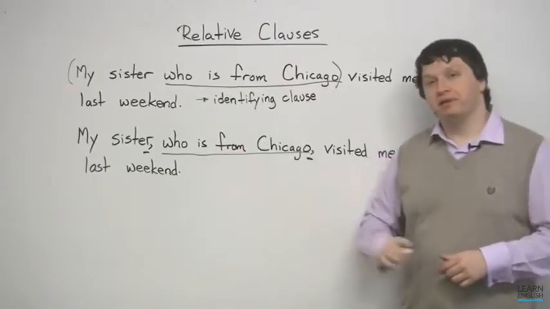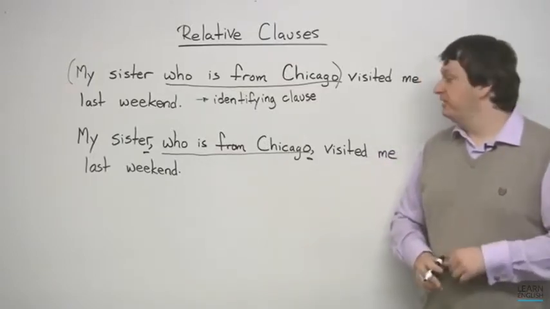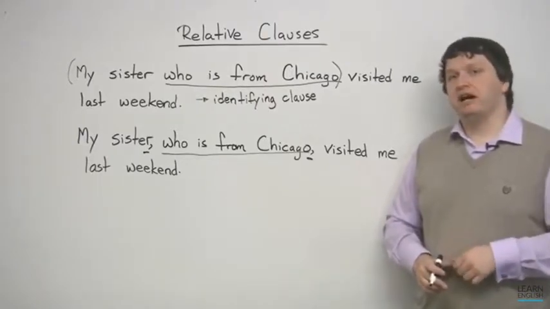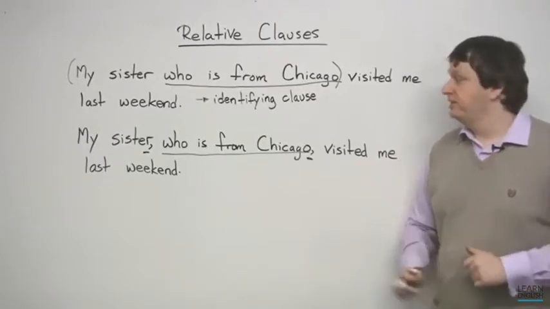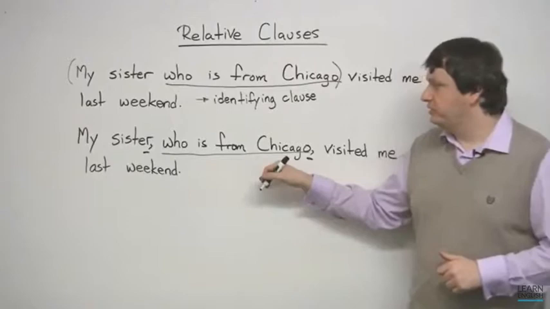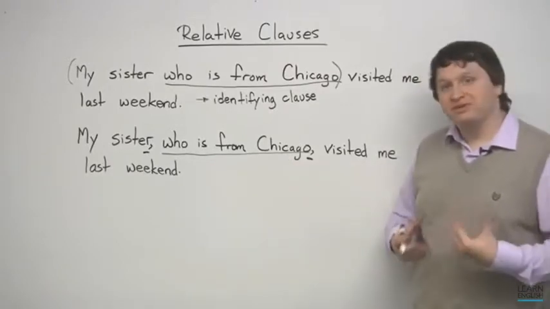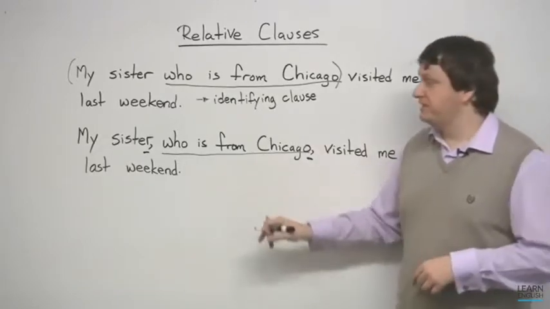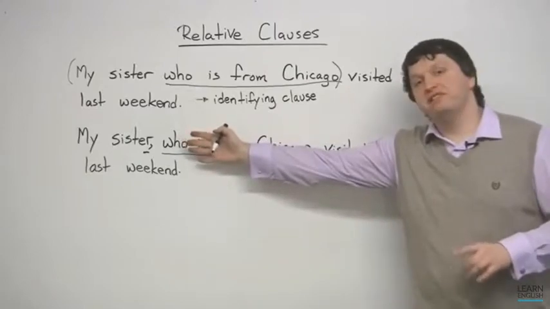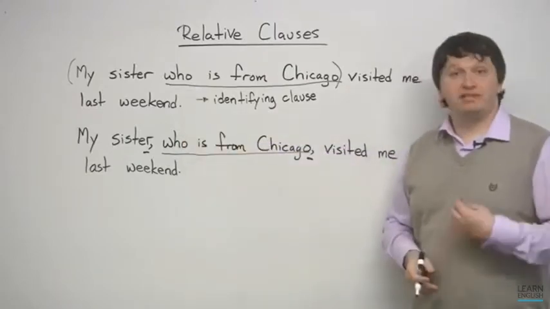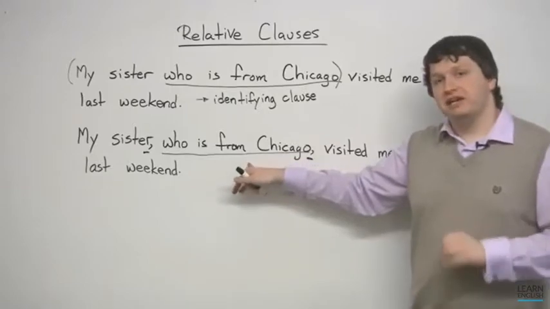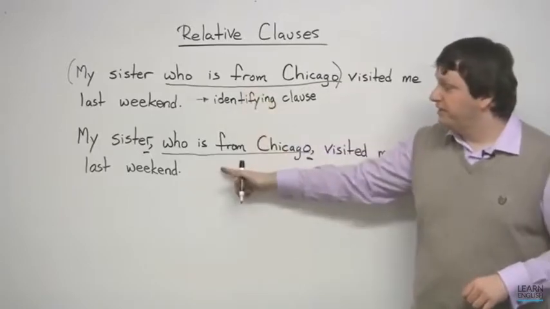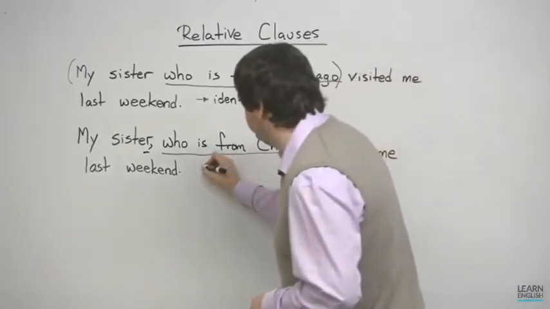My sister, comma, who is from Chicago, comma, visited me last weekend. In this situation, I only have one sister. The reason we have who is from Chicago, well, there is no reason. We don't have to put this in this sentence for this sentence to make sense. You could say, my sister visited me last weekend, and the meaning would be the same. So this is just extra information, okay? So this is an identifying clause. This is a non-identifying clause.